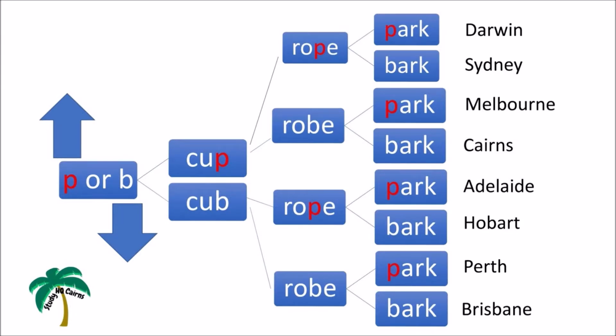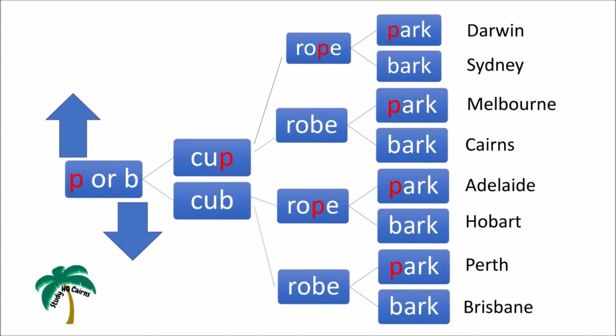So listen carefully to the 3 words and tell me which city we end up in each time. Okay, are you ready? Okay, number 1. Cup, robe, bark. Once more. Cup, robe, bark. So which city are we in? It's Cairns.